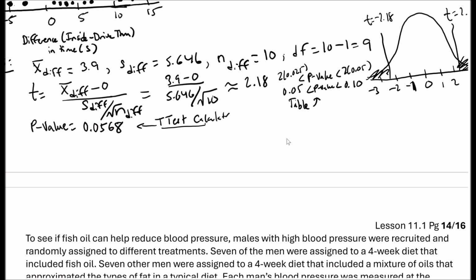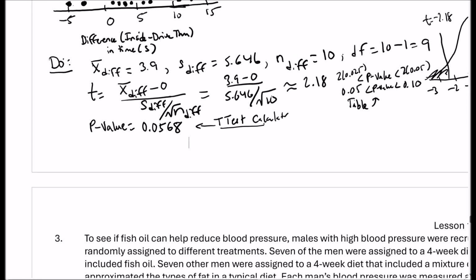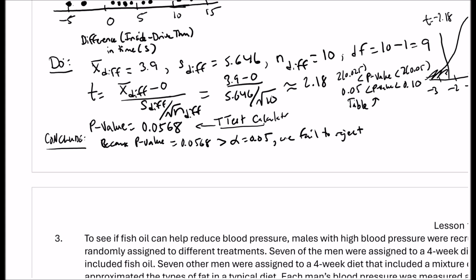All right, so regardless of which one you use, you'll be able to get a p-value and make a decision whether to reject or fail to reject. So now let's conclude. In this case, our alpha is 0.05, so we're going to fail to reject. Because the p-value is equal to 0.0568, which is greater than alpha, which is 0.05, we fail to reject H sub O.